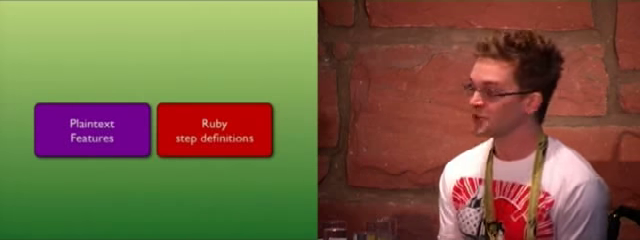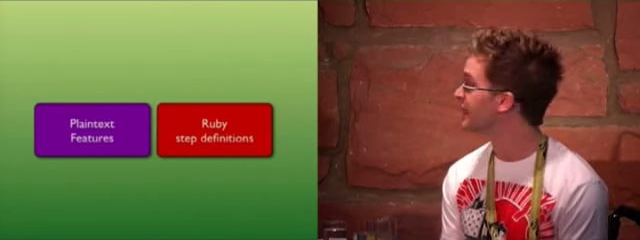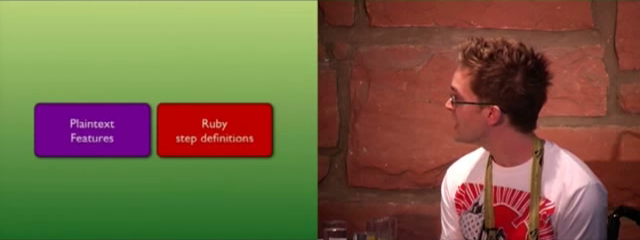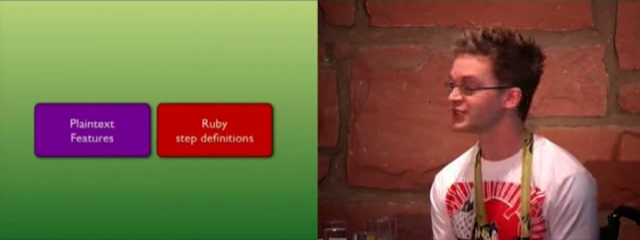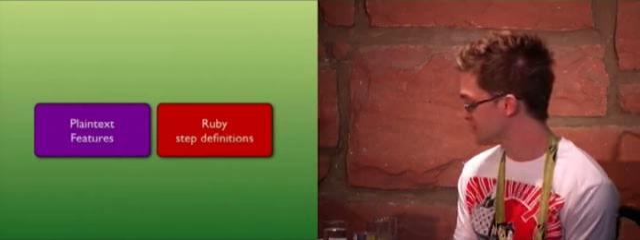So without further ado, let's jump into some Cucumber. The tagline is behavior-driven development with elegance and joy, but personally I prefer just QKit, although I might get sued for that. So Cucumber consists of two main things, plain text features and then the Ruby step definitions. Let's have a look at the plain text features first.